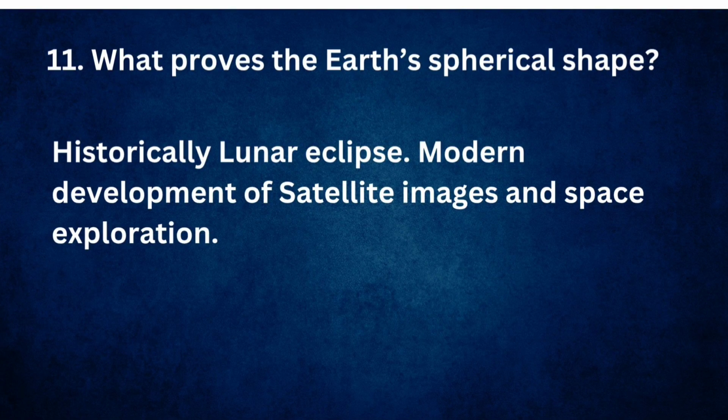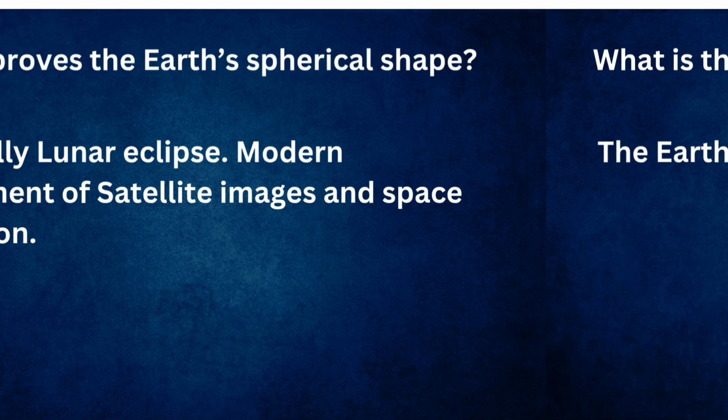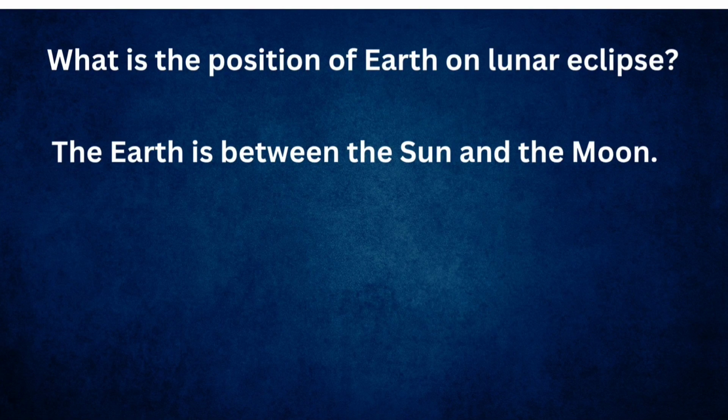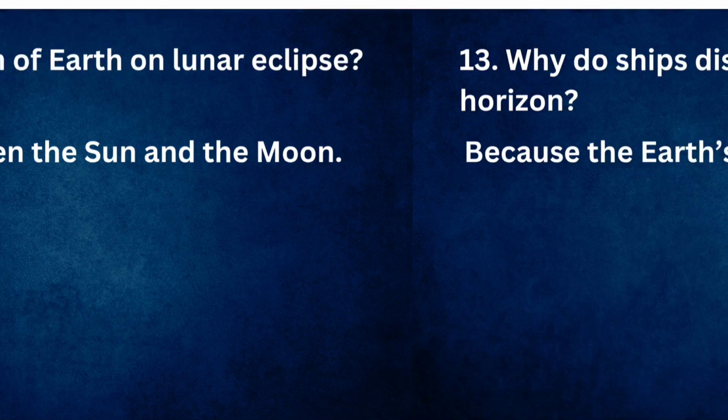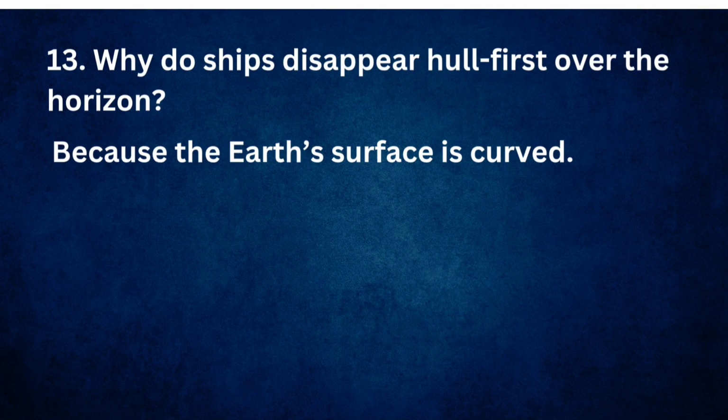What proves the Earth's spherical shape? Historically, lunar eclipse, and the modern development of satellite images and space exploration. What is the position of Earth on lunar eclipse? The Earth is between the Sun and the Moon. Why do ships disappear hull first over the horizon? Because the Earth's surface is curved.